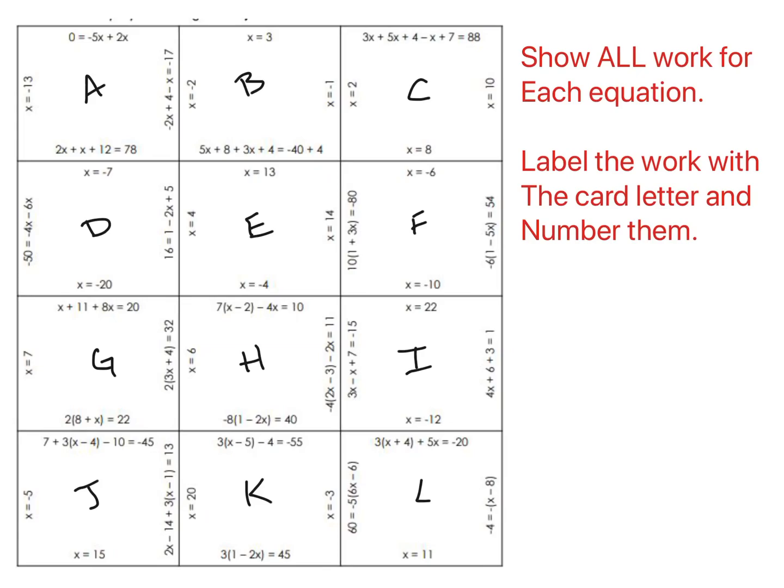And I'm going to show you how I'd like to see you label it. All right? So I'm going to start with card A, and I'm going to say, okay, card A, and then I'm going to label this equation number 1. I'm going to write this down as A1 on my paper, and then I'm going to copy the question.